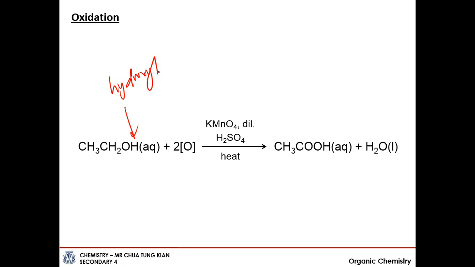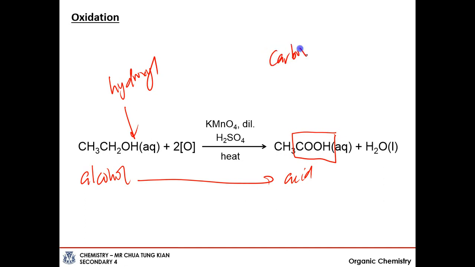So what happens? During this reaction, the alcohol is oxidized into an acid. This is the functional group of carboxylic acids. We will cover more on acids in the later part of this topic. So bear with me now first, just take the COOH as carboxylic acid first. So during the oxidation reaction, what happens is the alcohol, notice oxidation, it adds oxygen in, and it forms the acid.